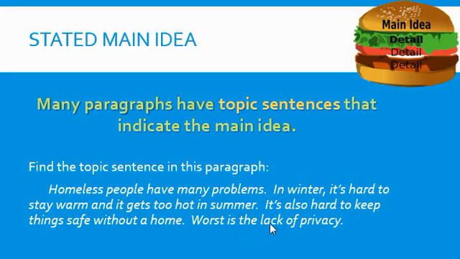Worst is the lack of privacy. Lack of privacy is also a problem. That means the first sentence, our topic sentence, is our main idea. Homeless people have many problems. All of the detailed sentences tell us what the problems are for homeless people. A stated main idea is right in our topic sentence.